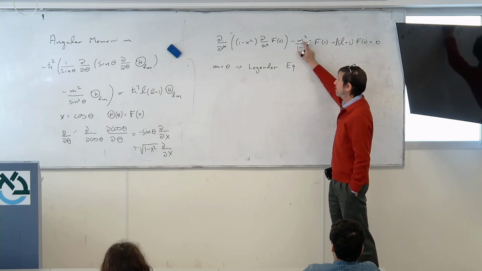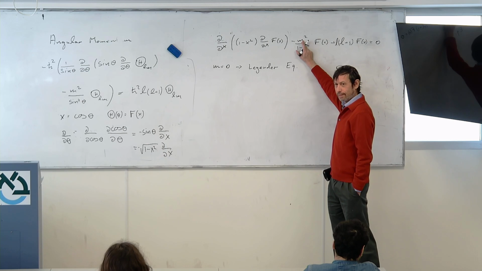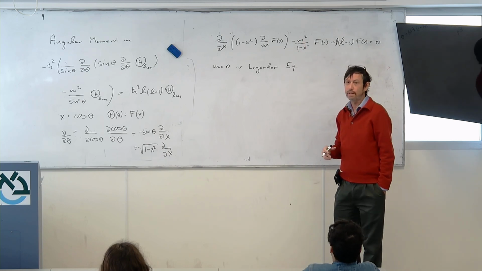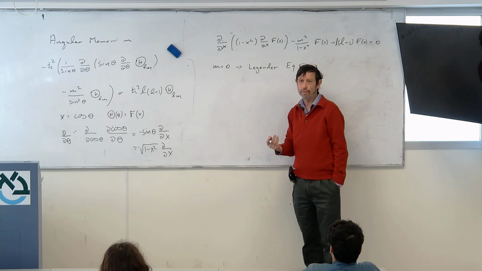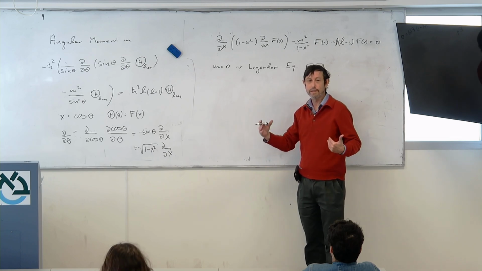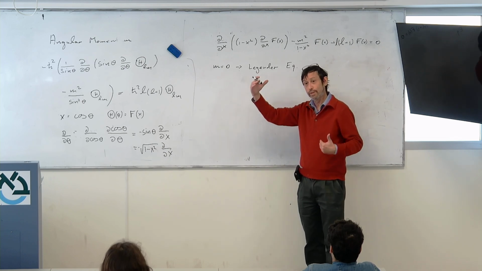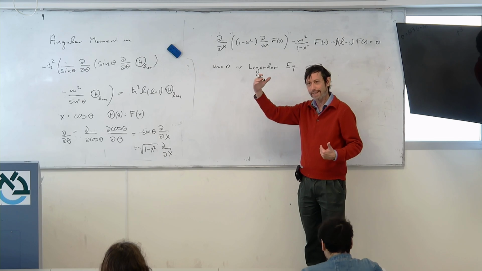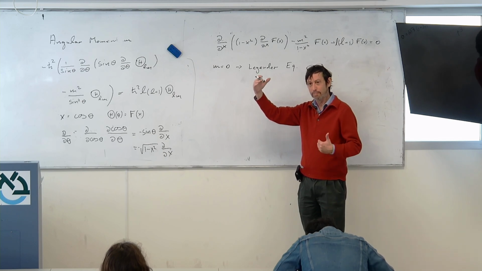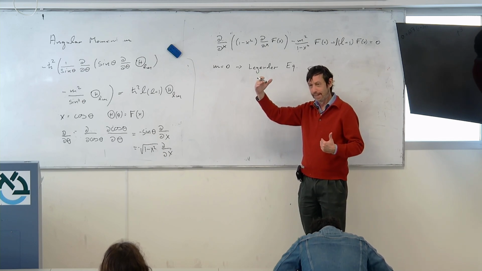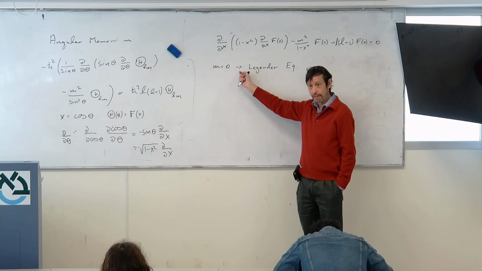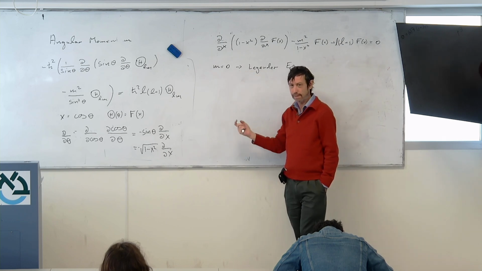Okay, this equation for m equals 0 treats the case that is in the middle of our two original solutions. We had L, L, we had L, minus L, and now we have L, 0 from the Legendre equation.